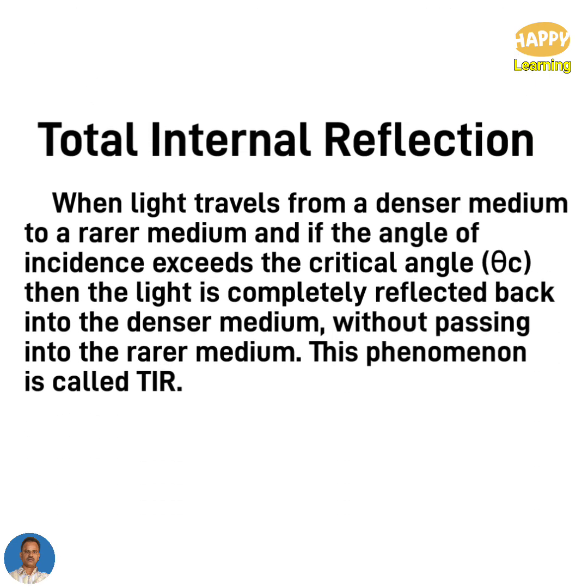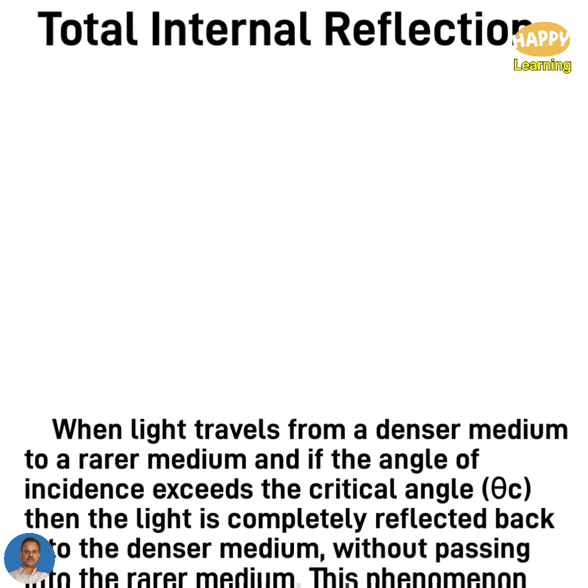Total internal reflection. When light travels from a denser medium to a rarer medium, and if the angle of incidence exceeds the critical angle, then the light is completely reflected back into the denser medium without passing into the rarer medium. This phenomenon is called total internal reflection.